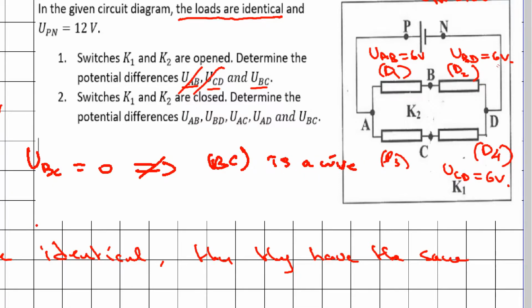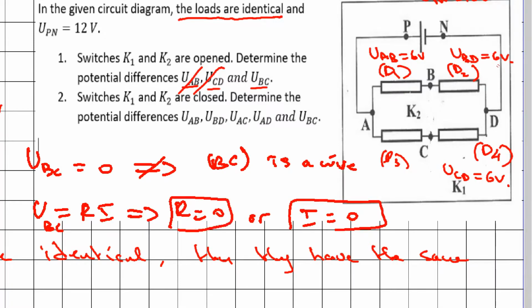This is not true. Why? Because we know that if this electric component obeys Ohm's law, U can be written as R multiplied by I. So in this case either R is equal to 0 or I is equal to 0, and it is important here that it's given by OR. So this is true or this is true. This is the case of a connecting wire.